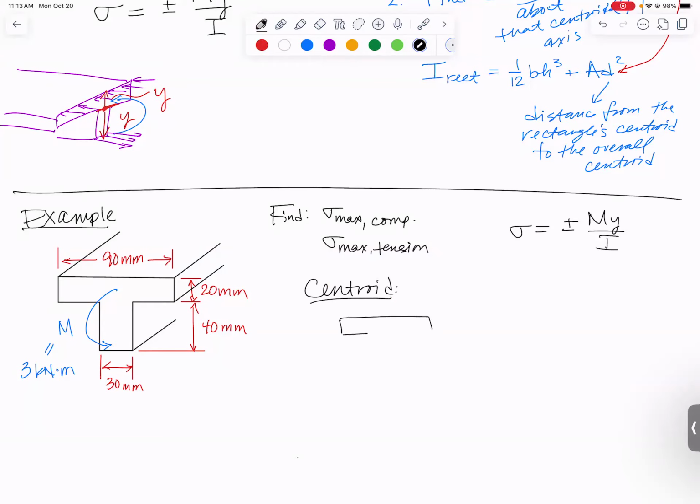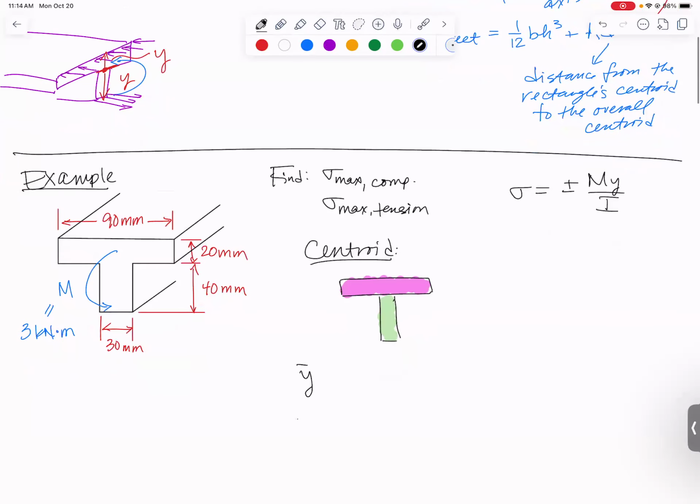I want to break my T shape up into two simple shapes. I think these two rectangles are the simplest. I like to color code these. Do whatever works best for you to find this, but our centroid location, the equation is we're going to add up the centroids of all the little shapes times their area divided by all of the areas. And I like to just do this in one equation, but if you'd like to build a table to do it, it will work just as well.